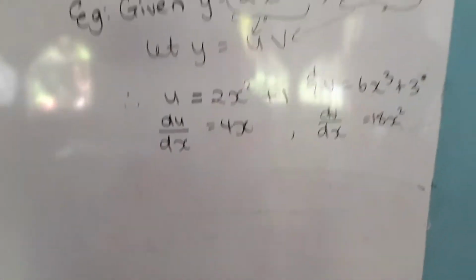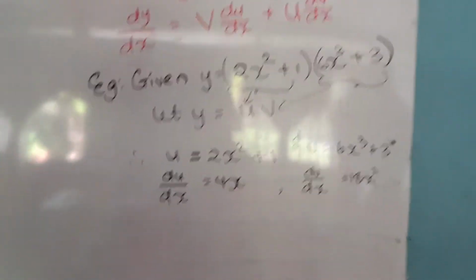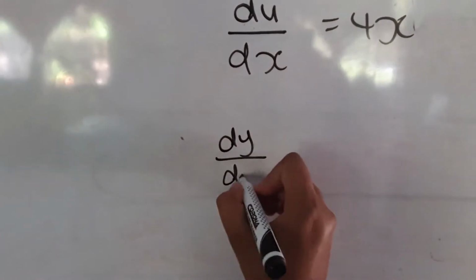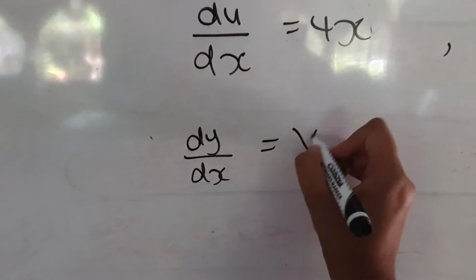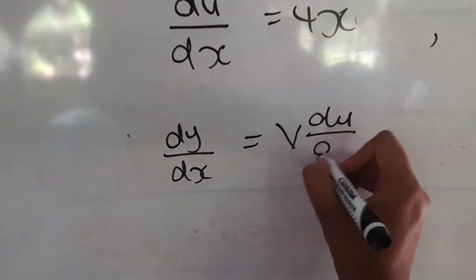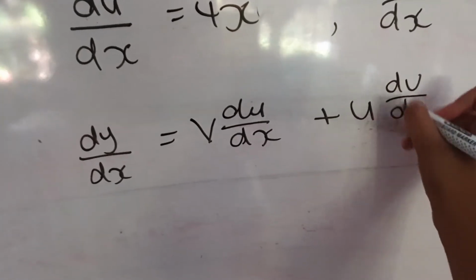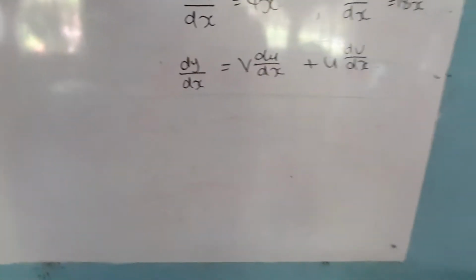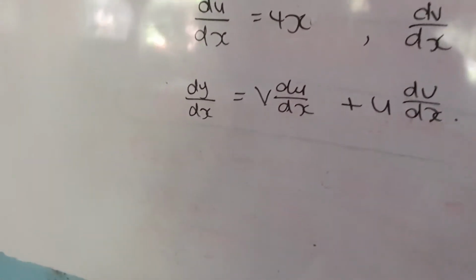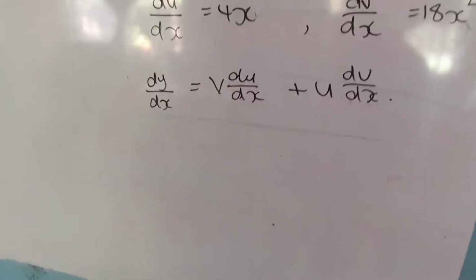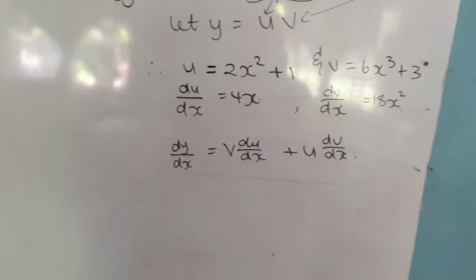Okay, so now we're going to use our product rule. I'm going to write down the product rule here. So dy dx is equal to v du dx plus u dv dx. Now, what you should do is try to write down the formula every time you're working out a question. So in that way, it will help you to remember it, right? So let's try to plug in our information.